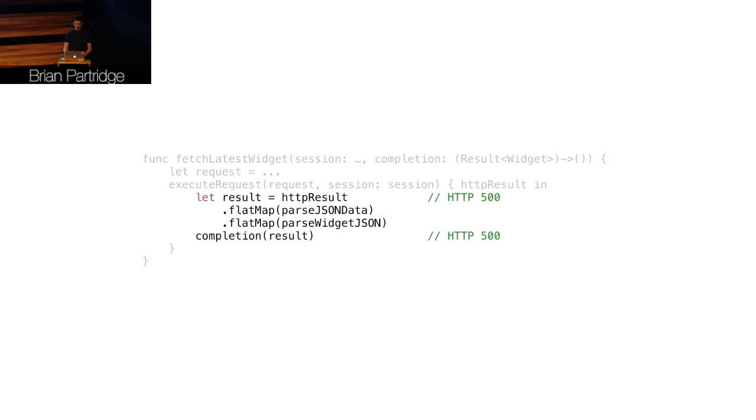Say we get back an HTTP result, but the network request got a 500 error. When we call the completion block, that's the error that's going to be passed to our caller. The two parse methods called through flat map effectively are no-ops. They are not going to get called. And same thing with the JSON error here. If the HTTP result was fine, but JSON parsing failed, it's the JSON error that will pass through to the caller.